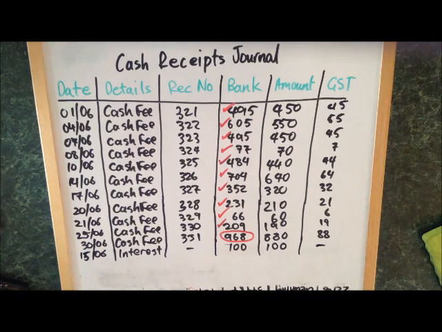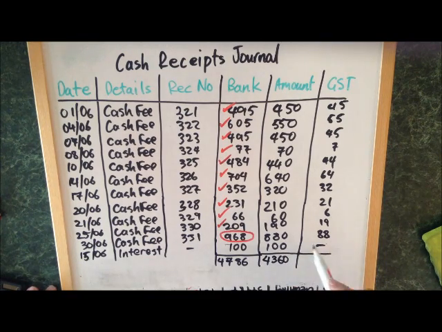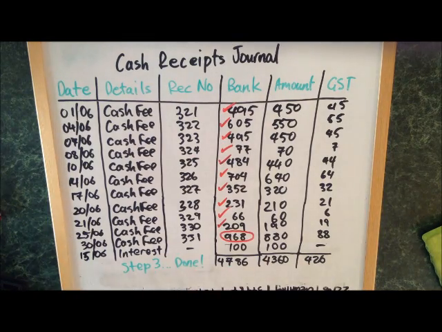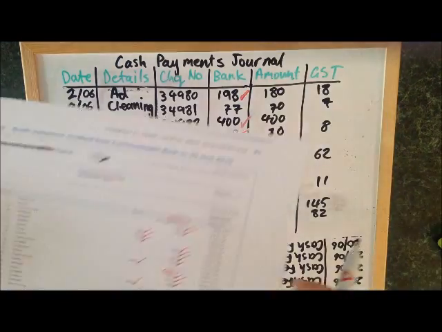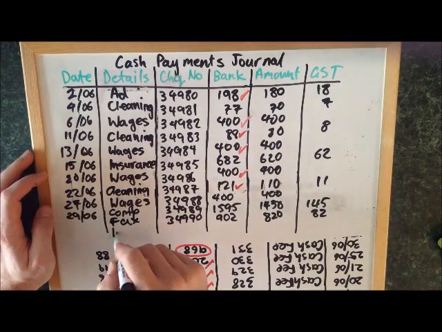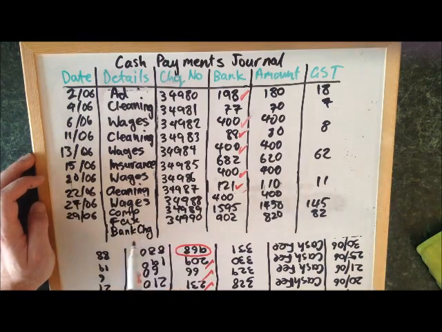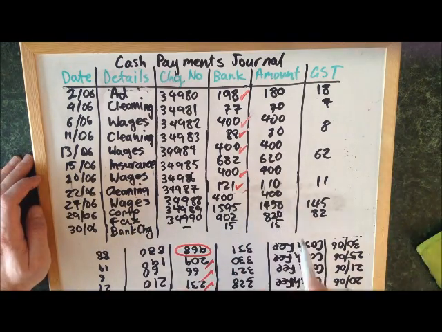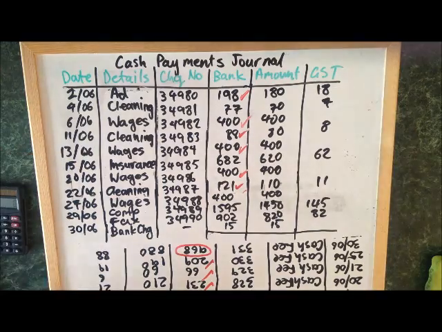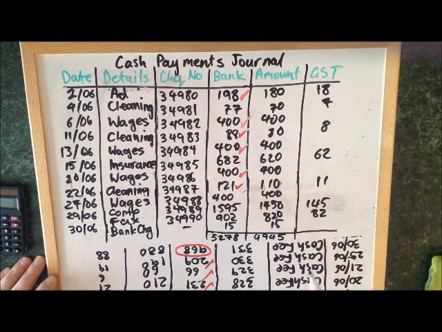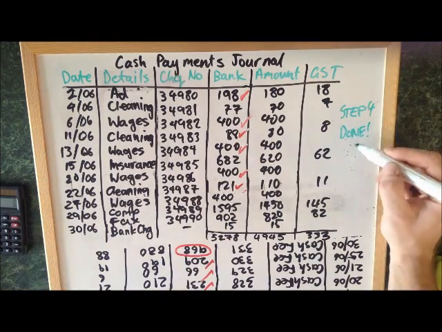So this is obviously step three, where we add any transactions that are in the credit column need to be added to the cash receipts journal. So that's step three done. Step four. Now you notice there that we have, it's not interest, it's actually bank charges on the 30th of June for $15. So that needs to be added to the cash payments journal. Then we just total it up. And that is step four completed.